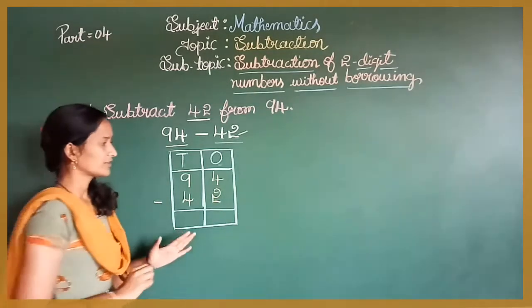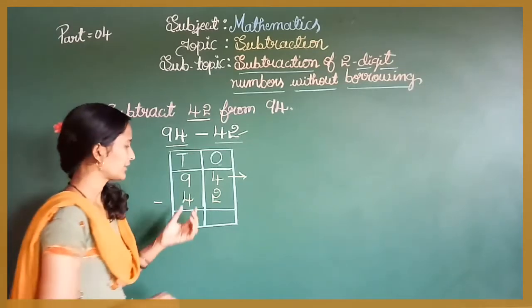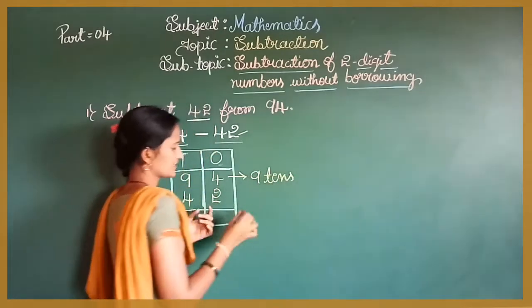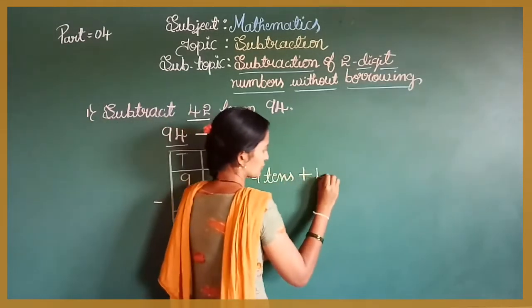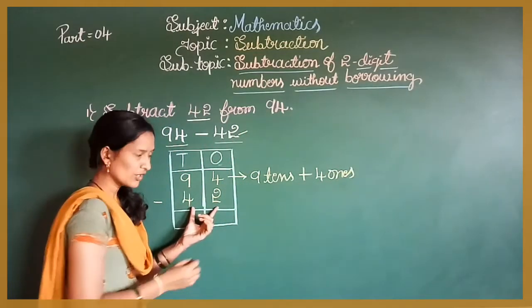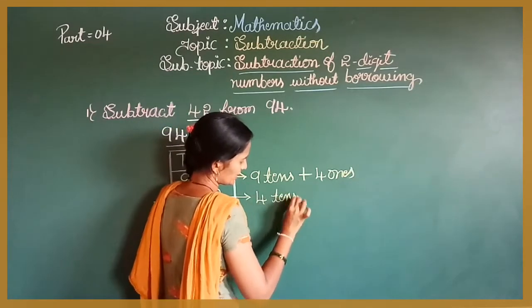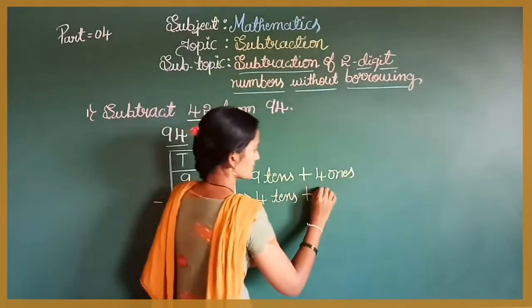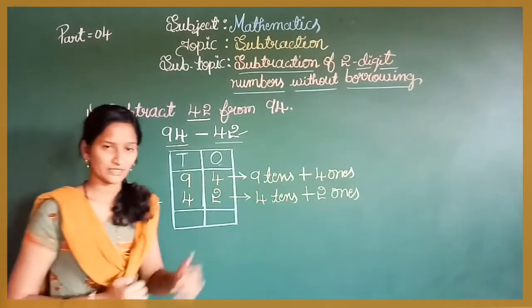Okay? So in the 94, how many tens and ones are there? Already I told, 9 tens. So write here 9 tens plus how many ones? 4 ones. So write here 4 ones. Next, in the number 42, how many tens are here? 4 tens. So write here 4 tens plus how many ones? 2 ones. Okay. So here I expanded the given two numbers.